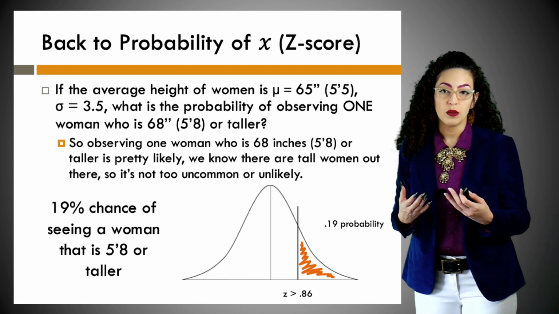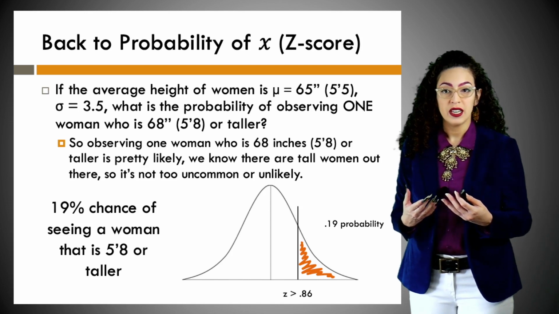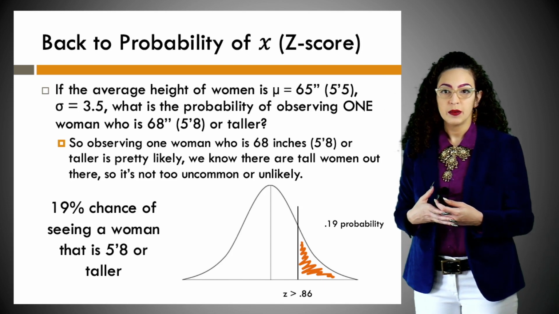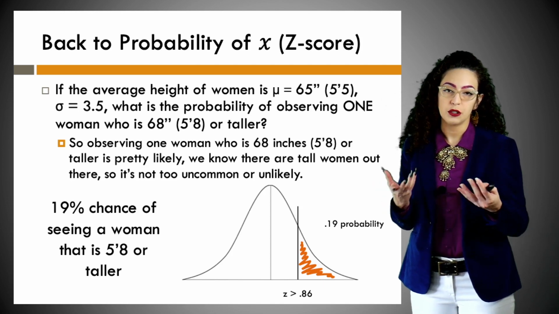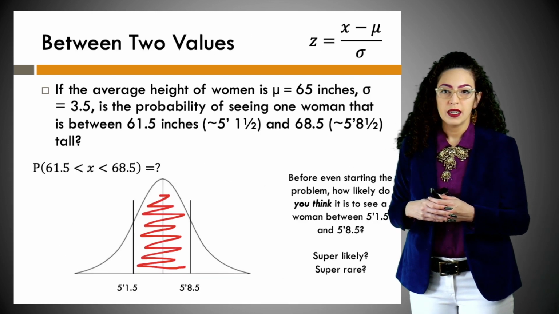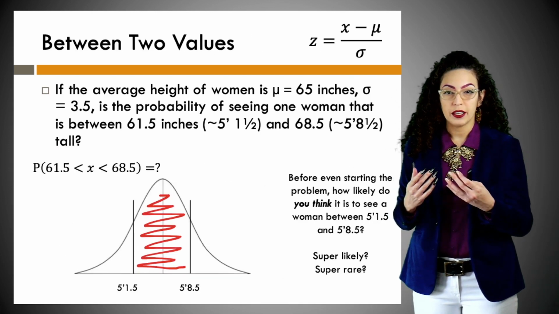So observing one woman who is 68 inches or taller is pretty likely. You have about a 1 in 5 chance, a 20% chance. We know that there are tall women out there, so it's not super uncommon to see one that's about 5'8" or taller. Now let's look up between two values.